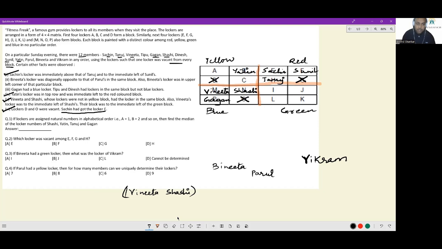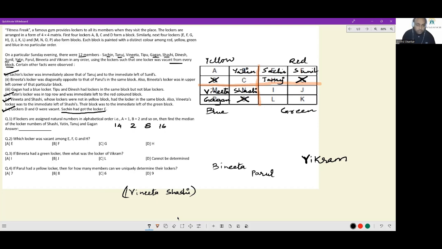If the lockers are assigned natural numbers in alphabetical order, A is 1, B is 2, and so on, then the median of the locker numbers of Shashi. Shashi got N, so 14. Yatin got 2 because B. Tanuj got H, so 8. And Gagan got P, so 16.